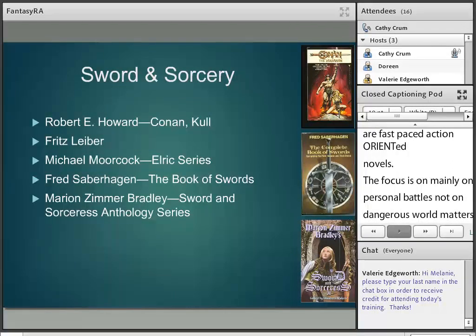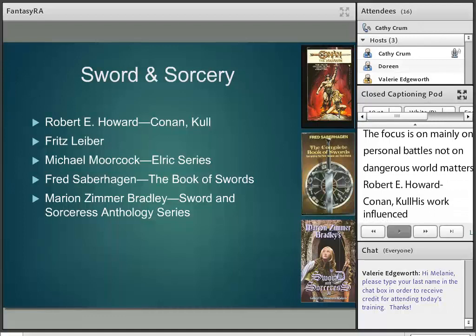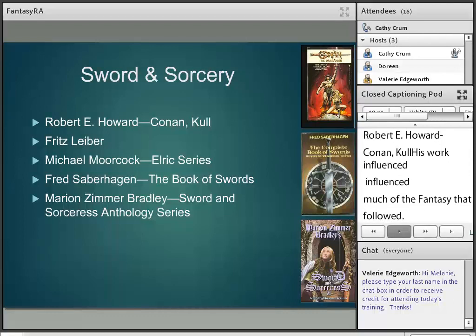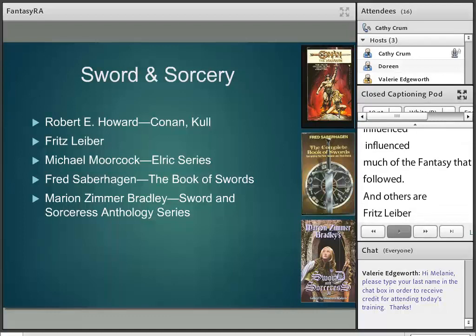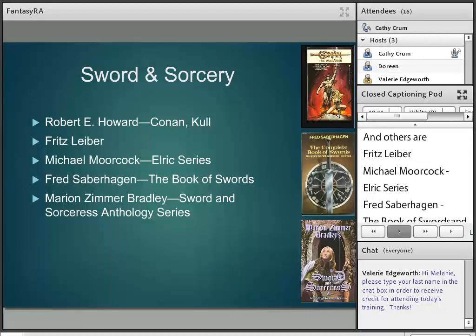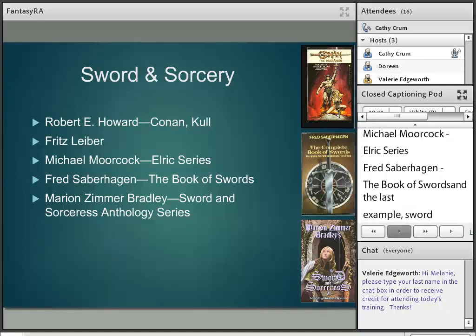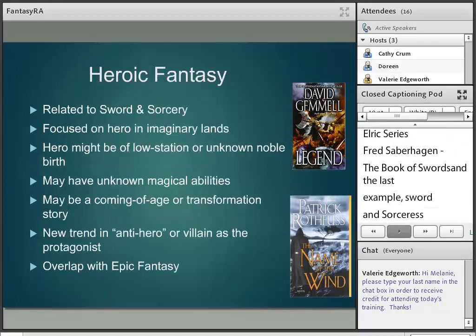Robert E. Howard is credited with creating the sword and sorcery subgenre through his Kull the Conqueror novels and Conan the Barbarian stories. His work influenced much of the fantasy that followed. Some other examples of sword and sorcery are the works of Fritz Leiber, Michael Moorcock's Elric series, and Fred Saberhagen's Book of Swords. The last example, Sword and Sorceress, is an anthology series that was edited by Marion Zimmer Bradley until her death, and it focused on female protagonists instead of the typical damsel in distress of earlier fiction.